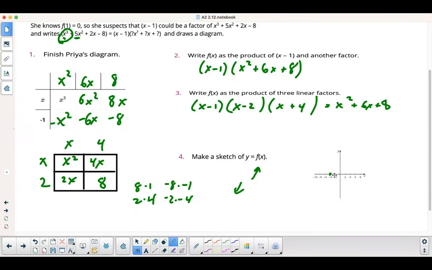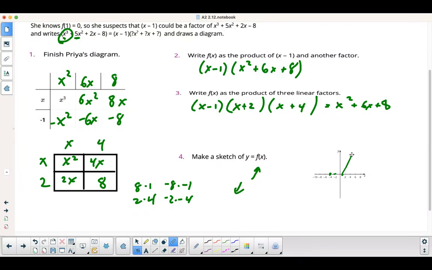-4, 1. Oh, here's my problem. This is a +2. That's my problem. It should have been a +2. It's x and 2, so that would make my intercept here. There we go. That makes a little more sense.